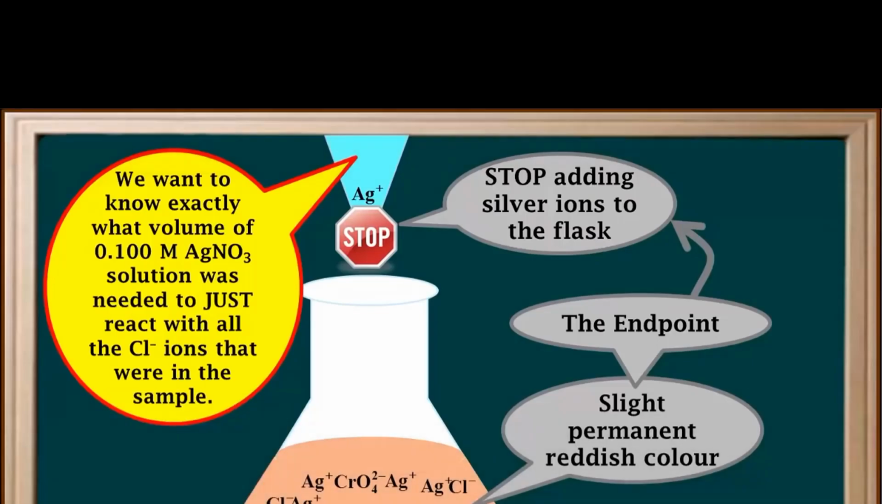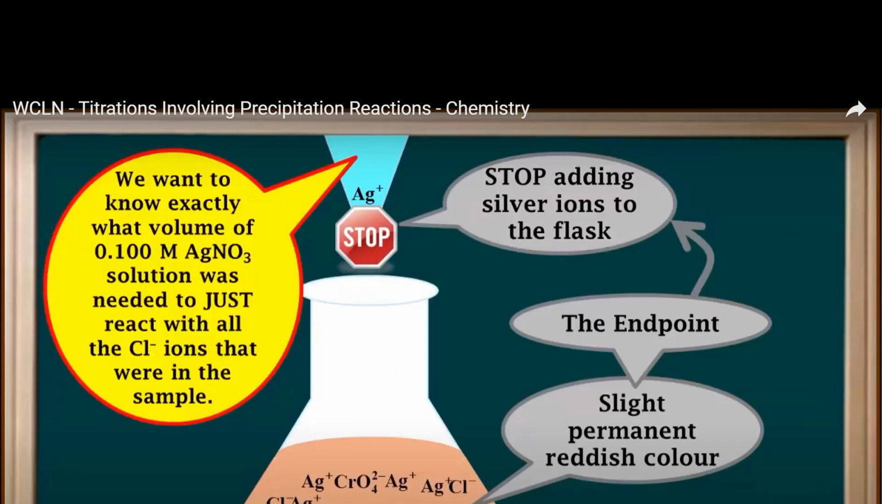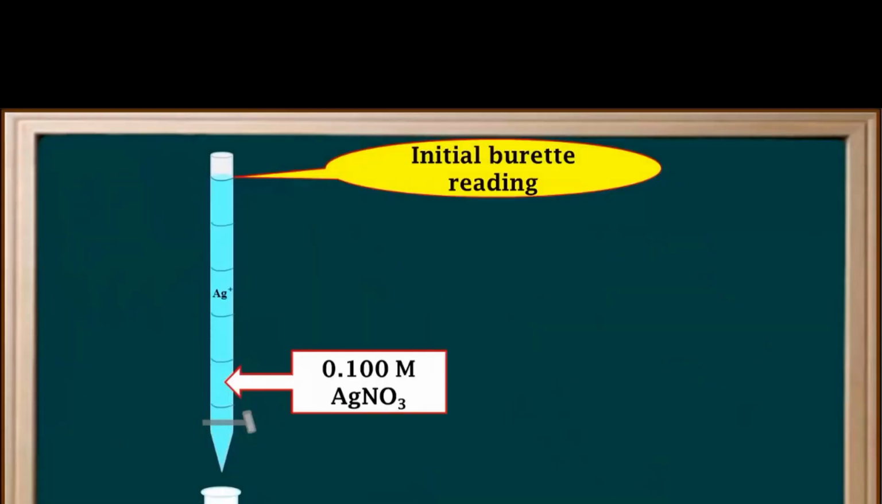Was needed to just react with all of the chloride ions that were in the sample. We good? Okay. We record the initial reading of the AgNO3 solution in the burette just before we start the titration. Then we begin the titration, adding drops very slowly while swirling the flask.